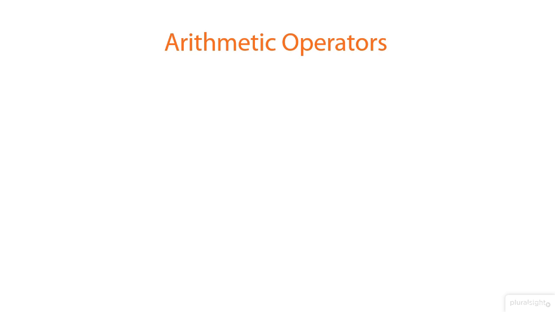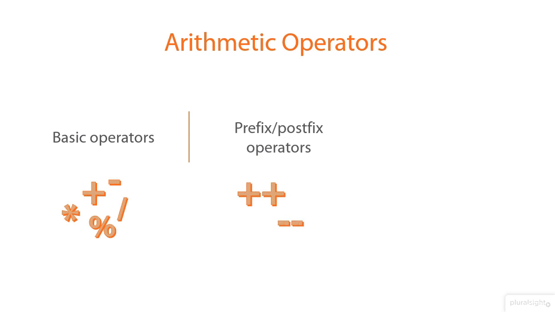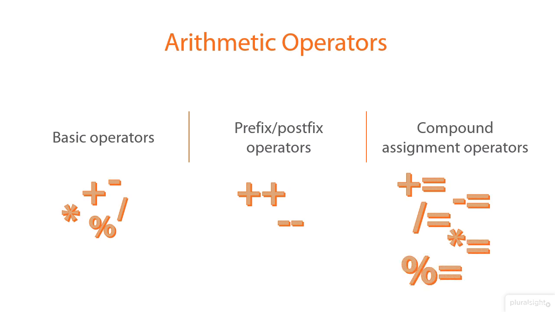Something we commonly have to do in our programs is perform arithmetic operations. Java provides three basic categories of operators for performing math operations. There are the basic operators like add, subtract, multiply, and divide. There are what are called prefix and postfix operators. And then there are compound assignment operators.